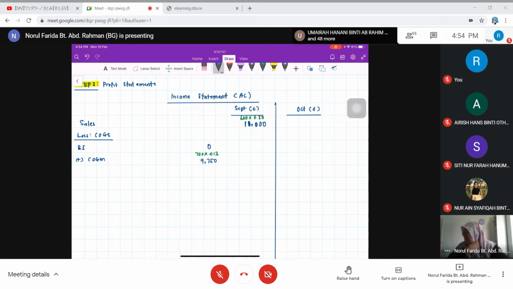What was it just now? We're doing the cost of goods manufactured. Units produced is 750, and then times 13, so you get 9,750. Then you add your beginning inventory of 0, the same figure, 9,750. This is your goods available for sales.